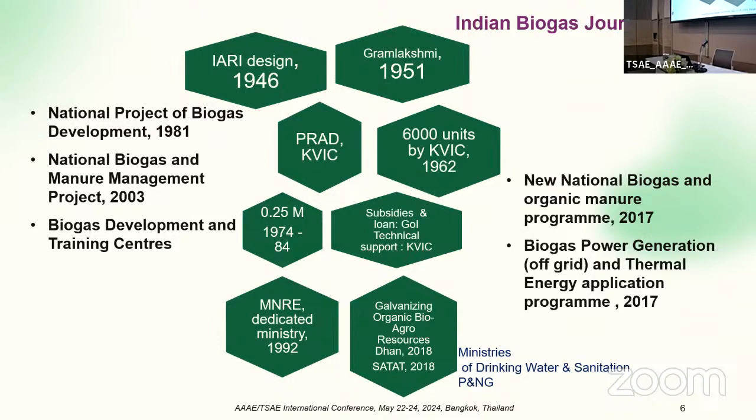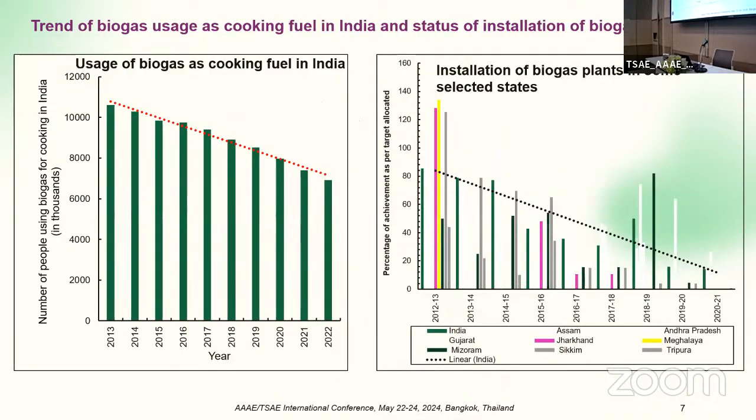Earlier, the idea was that small scale biogas plants should not only fulfill the fuel requirement but also the requirement of fertilizers. That is called manure management. But the downward trend over the years shows that the government's target to install biogas plants, the target percentage, is decreasing. And also the installations, the biogas user population, is decreasing over the years. This is historical data available in government sources.